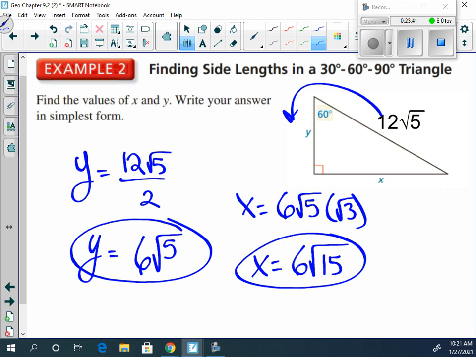Questions on any of this here? Are you guys starting to see kind of how this pattern works? Yes? Because if we're given the shortest side length, to get the hypotenuse we multiply it by 2. To get the side opposite 60 degrees, we multiply it by the square root of 3. If we're given the hypotenuse, we first go to the shortest side by dividing by 2, and then multiply the shortest side by the square root of 3 to get to the side opposite 60, yes?